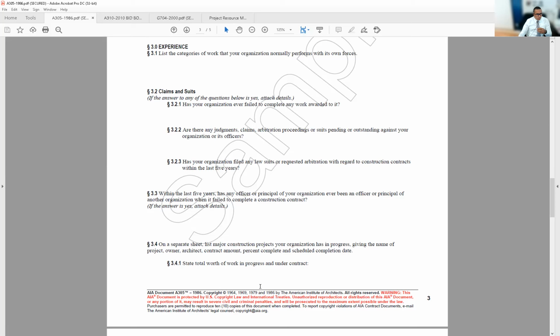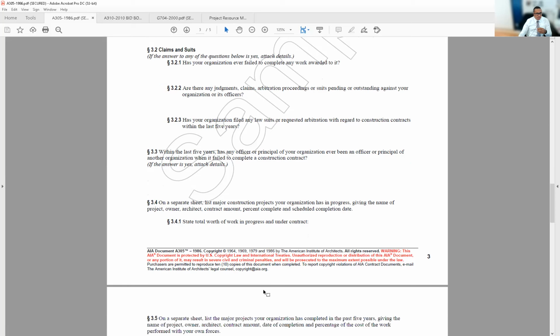State total worth of work in progress and under contract. That's important because that way they show you how busy they are, how solid they are as a company, and whether they're available to do your project or not. If they don't have anything, it might be a good thing, because they will be available to work with you, but that's also worrisome because it may mean that they don't have enough of a reputation and a workload to be able to finance the project as things move forward.